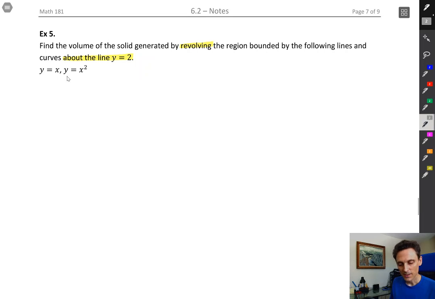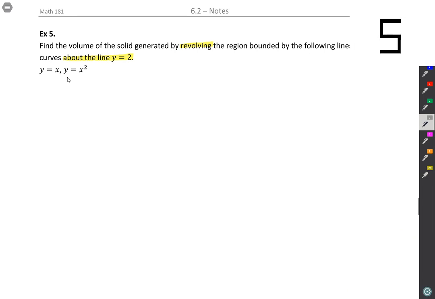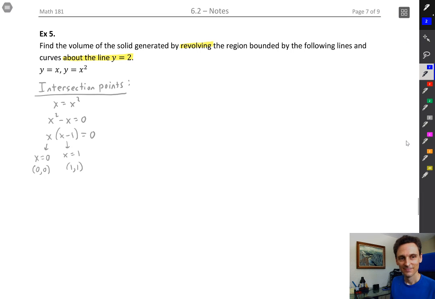Now, these two curves, you probably should know that they go through 0, 0, and 1, 1. These are our basic line and x squared functions. But if you didn't know that, then you could find the intersection points. I'm going to leave that to you to work out on paper, and we'll come back and show the work. So pause the video, and work out the intersection points and see if we get the same thing. Okay, so you should get 0, 0, and 1, 1.